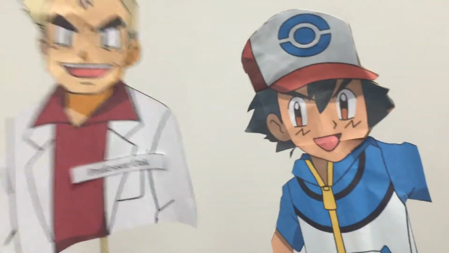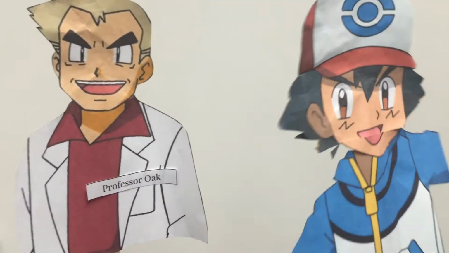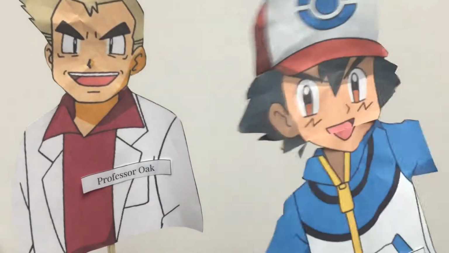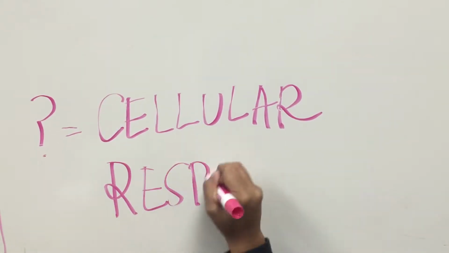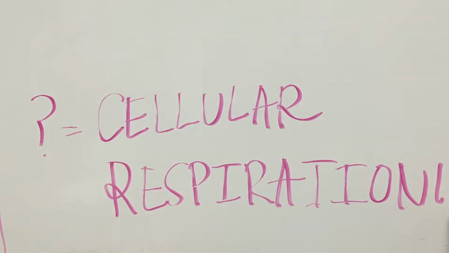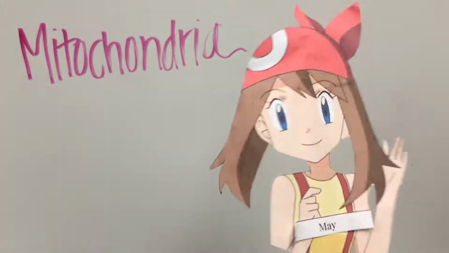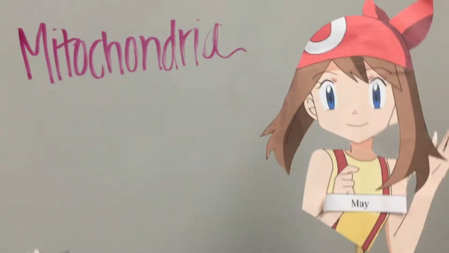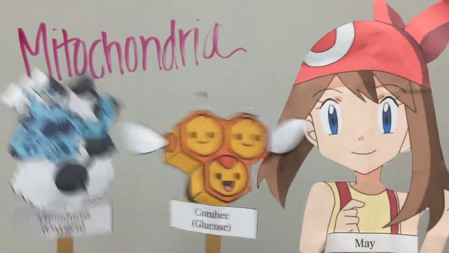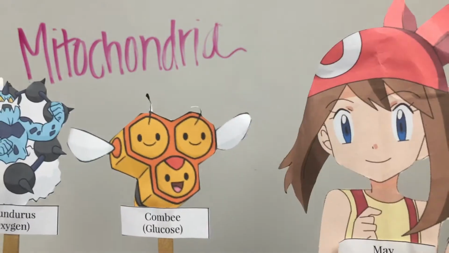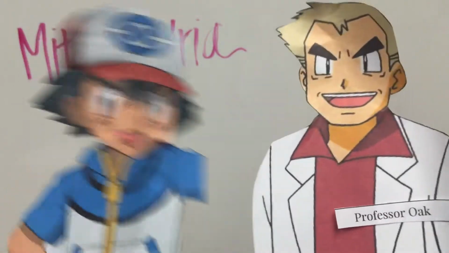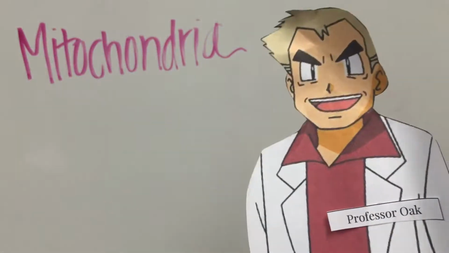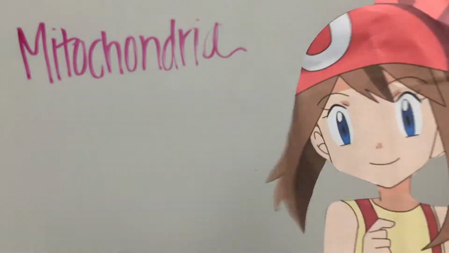But wait, Professor. Energy can just be produced through photosynthesis, though. Yes, you are right. You also need cellular respiration. Wait, I know this. Don't tell me. Oh, it's when the mitochondria uses oxygen and glucose to make energy. And what is this energy also known as? ADP? ATP.